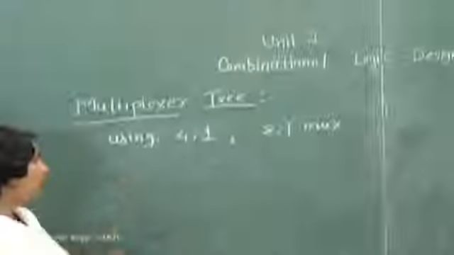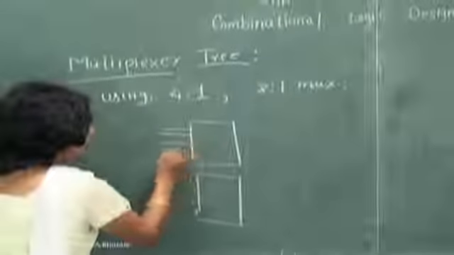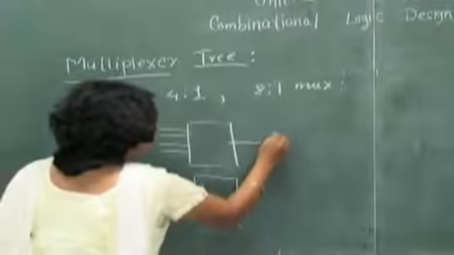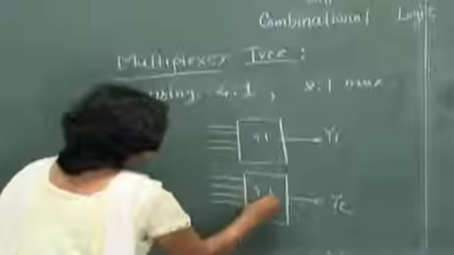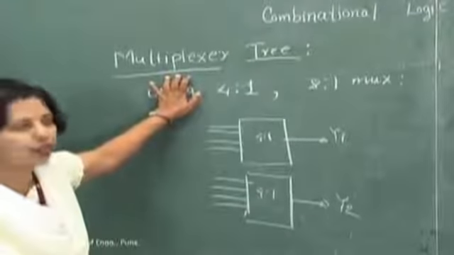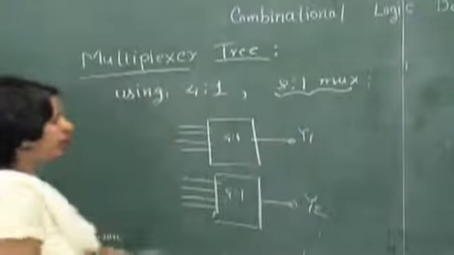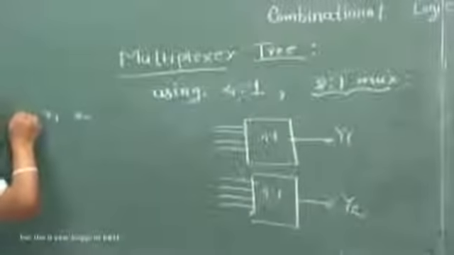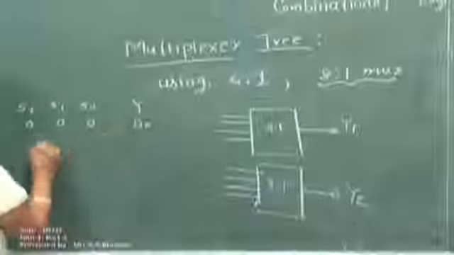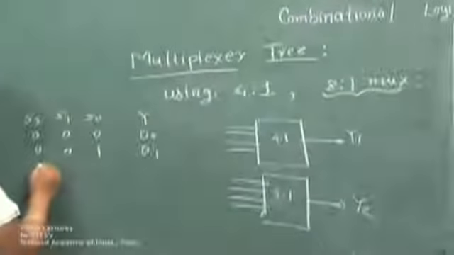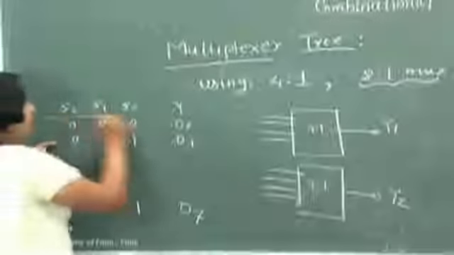In this case, we are using an enable pin. These are the two 4:1 muxes, each having 4 input lines and 1 output line. Let us say this is Y1 and this is Y2. For designing a multiplexer tree we use an enable pin, because if we write the truth table for the 8:1 mux, it comes like this: S0, S1 and S2, and my Y. If S0, S1, S2 are 0, 0, 0, the D0 line should be selected. For 0, 0, 1, the D1 line should be selected, and so on, until all ones, when the D7 line should be selected. This is the truth table for the 8:1 mux.